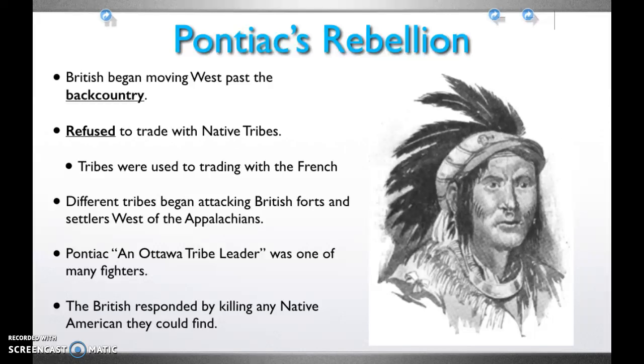Tribes start attacking British forts and settlers. People start getting killed. One of the key leaders was an Ottawa leader by the name of Pontiac, but he was only one of many. But this whole thing is known as Pontiac's Rebellion. The British respond by killing any and all Native Americans they can find. Whether they're Ottawa, whether they're violent or not, they don't care. They're just killing Native Americans, or savages, as they call them. Who's the savage one here?